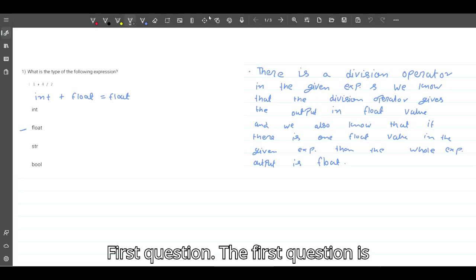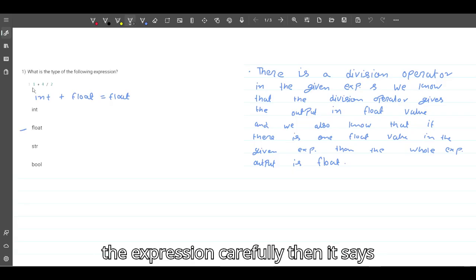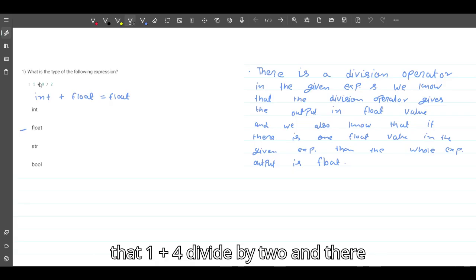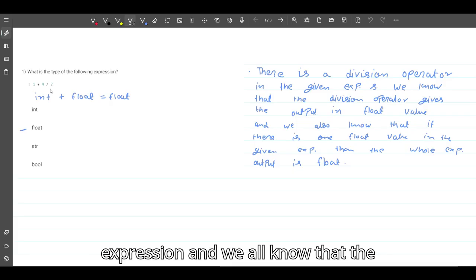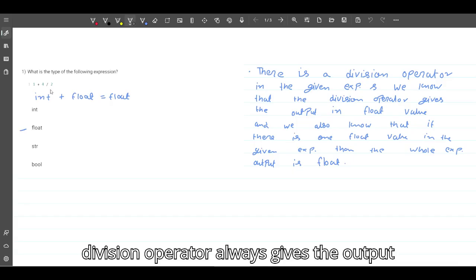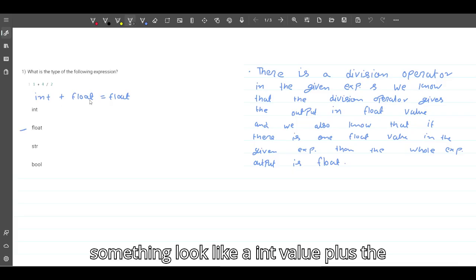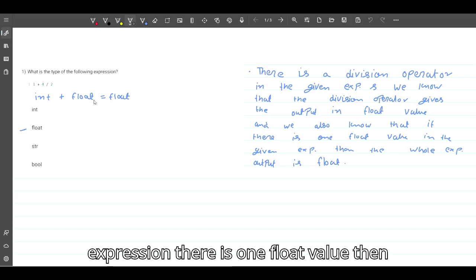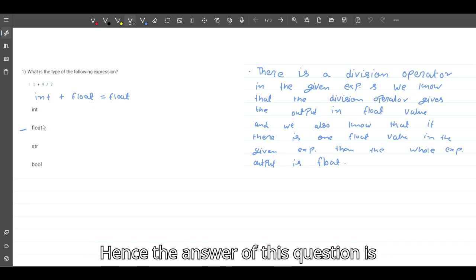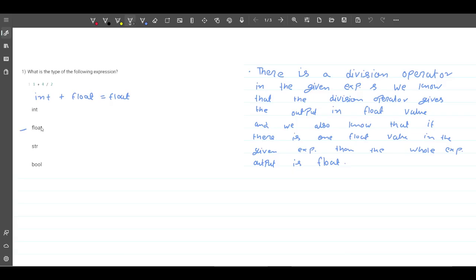First question. The first question is asking about what is the type of the following expression. If we look at the expression carefully, it says 1 plus 4 divided by 2. There is a division operator in the expression, and we all know that the division operator always gives the output as a float value, so the expression will look like an int value plus a float value. And we know that if an expression has one float value, then the output is always going to be a float, hence the answer to this question is a float, which is B.